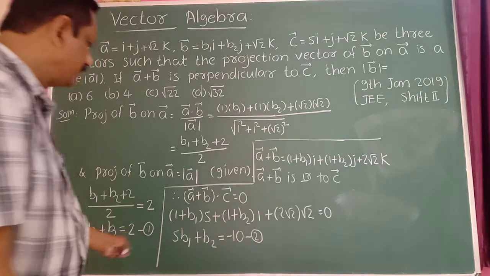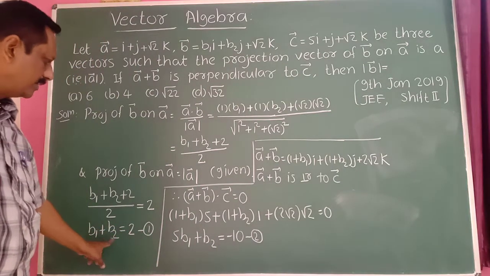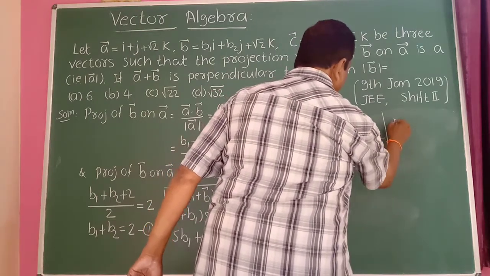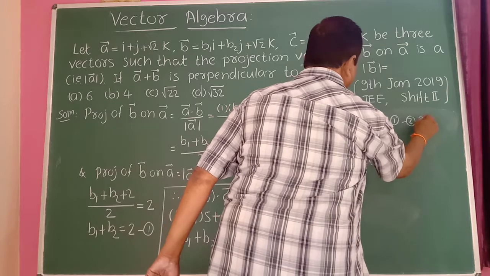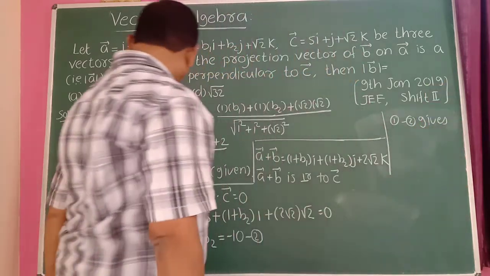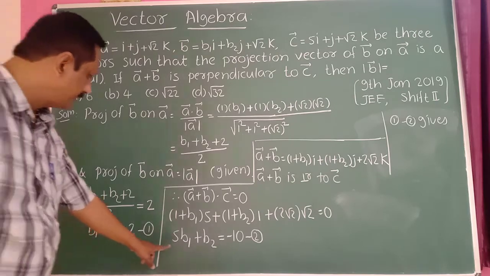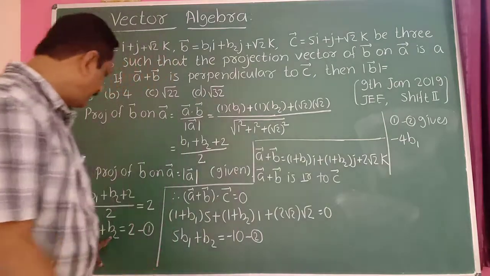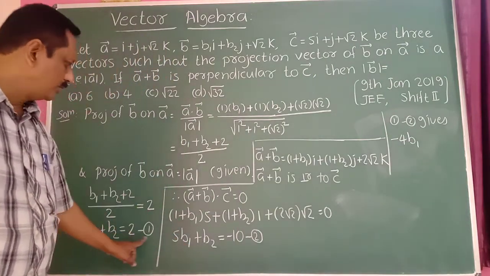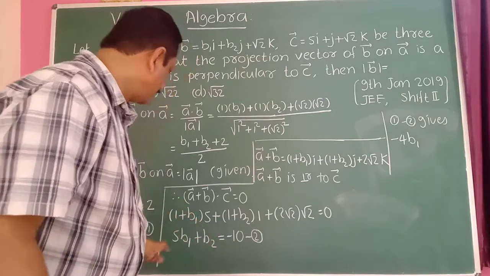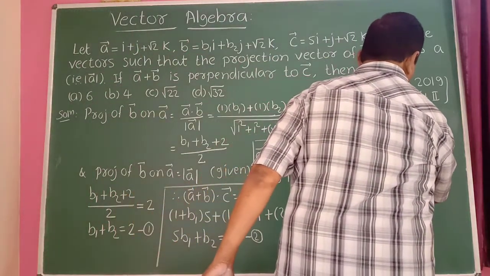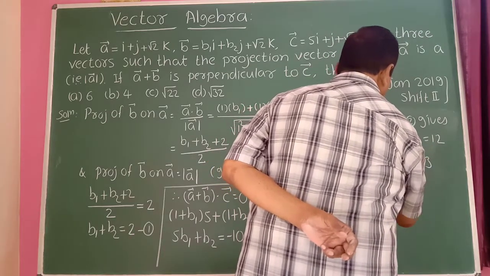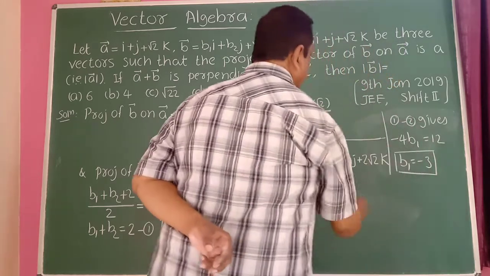Next, solving these two equations. Equation 1 minus equation 2 gives: subtracting here, b1 minus 5b1 gives minus 4b1, and b2 minus b2 cancels. 2 minus of minus 10 becomes 2 plus 10, which is 12. So minus 4b1 is equal to 12, and the 4s cancel. So b1 is equal to minus 3.